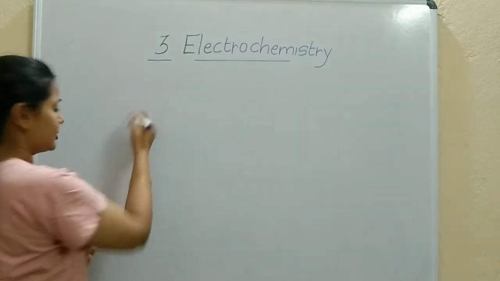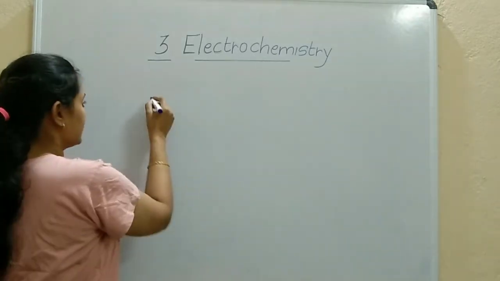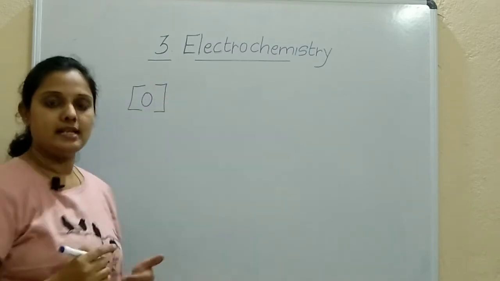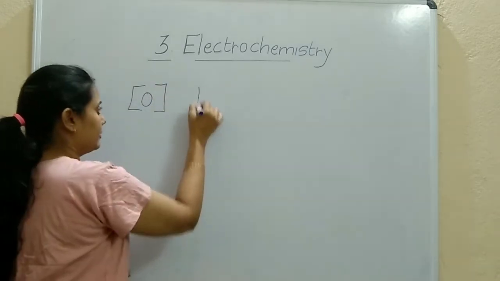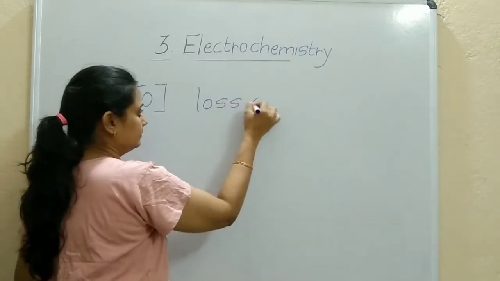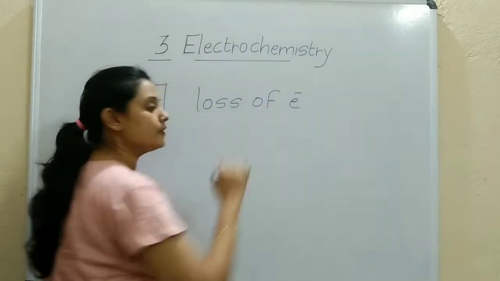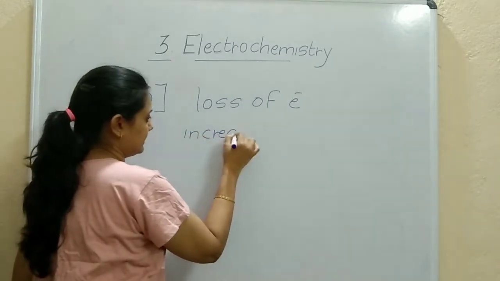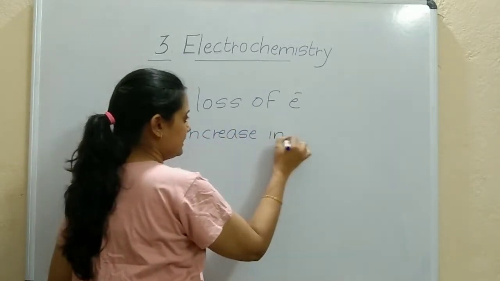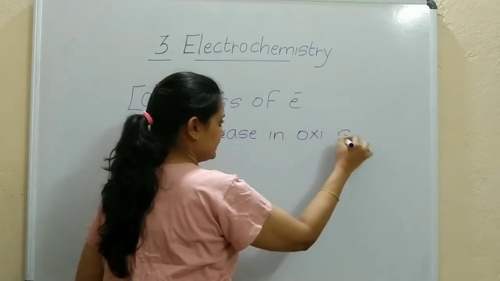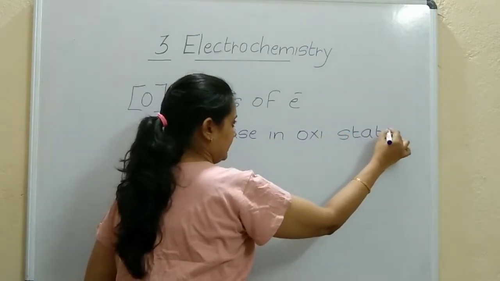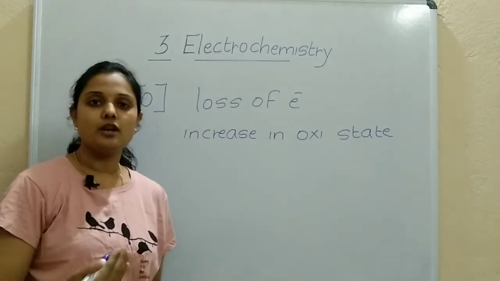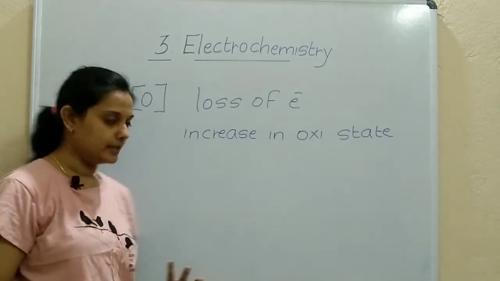Just a general discussion about the definitions. So what is oxidation? Oxidation is loss of electrons. Correct? Loss of electrons and increase in oxidation state. And in simple words, we always say oxidation means addition of oxygen and removal of hydrogen.